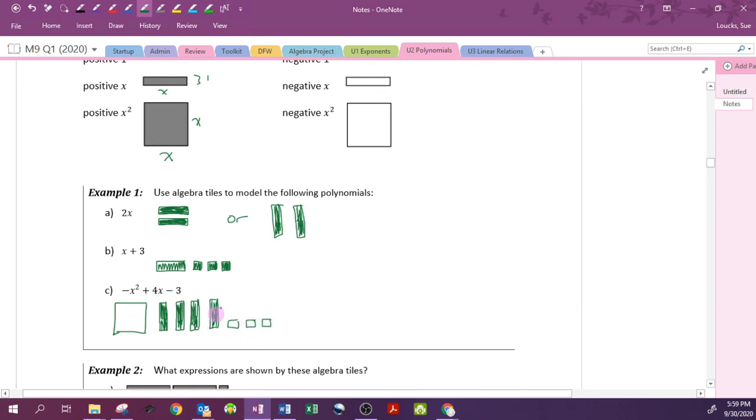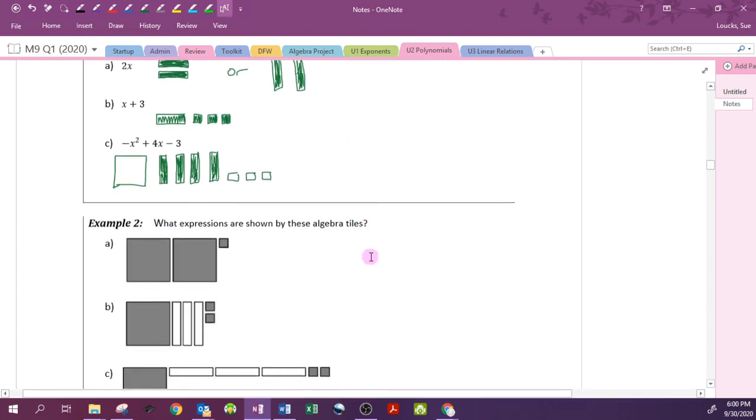So I need to be able to tell the difference between your 1s and your x squareds. Because they're both the same shape, they have to be very different in size so that I can tell what you're intending. All right, a couple more examples.